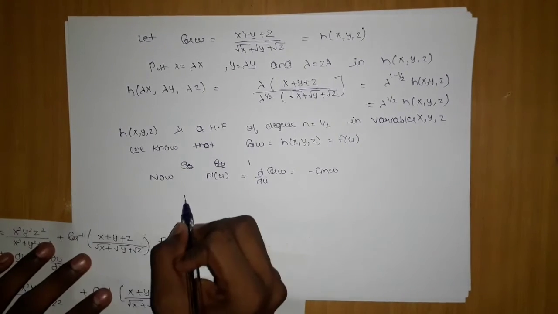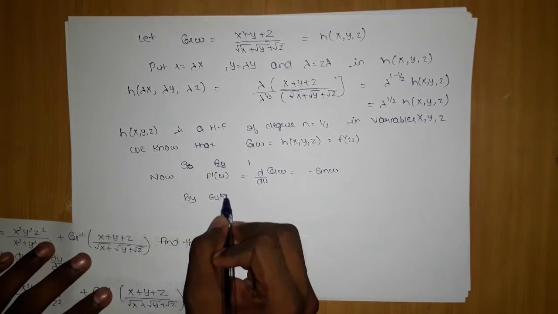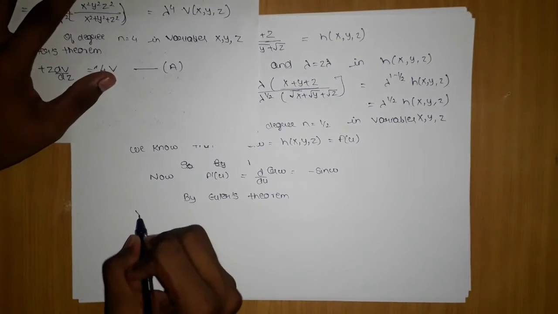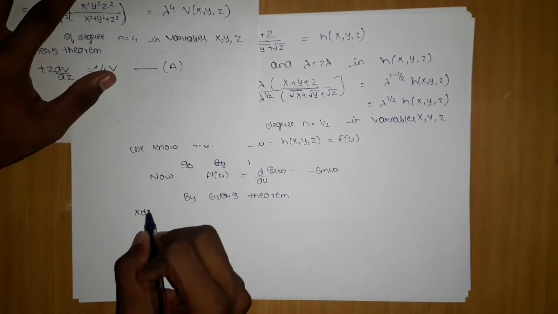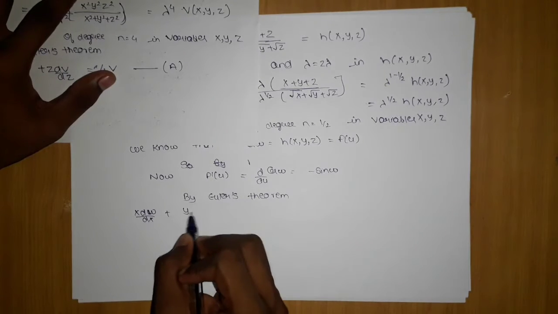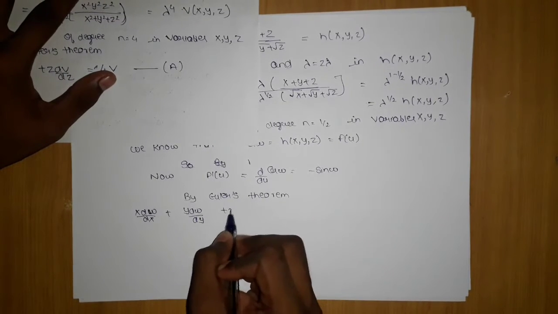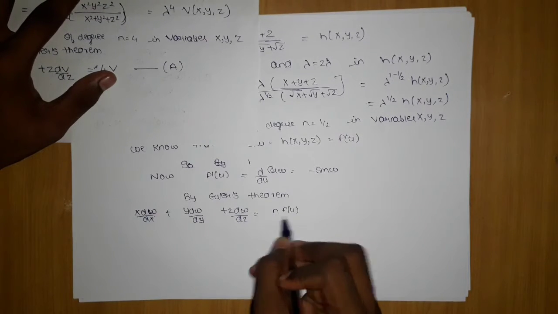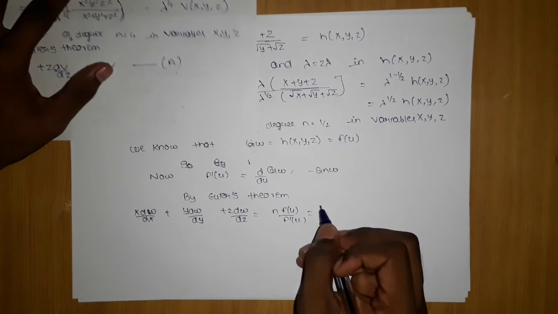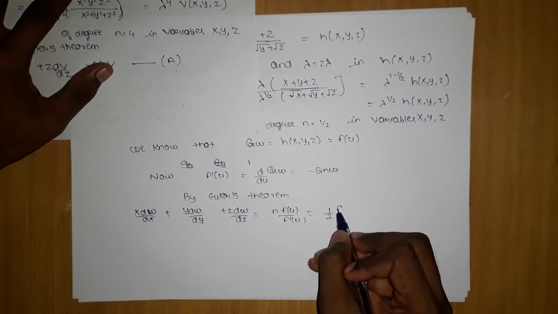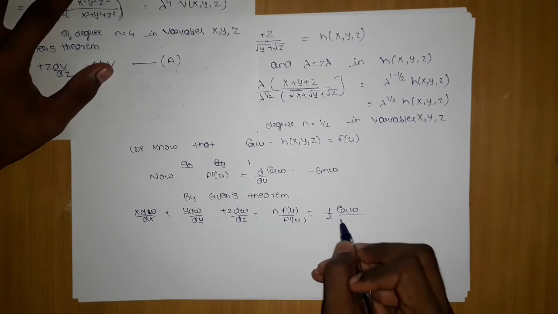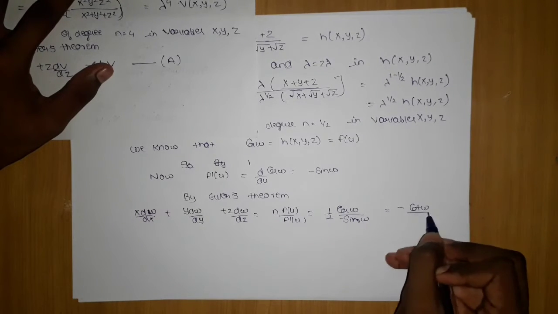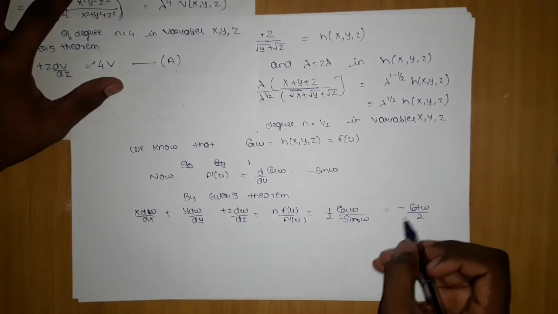Right? By Euler's theorem, what we have is that x ∂w/∂x + y ∂w/∂y + z ∂w/∂z is equal to n times f(u)/f'(u), which is nothing but, here n is 1/2, times cos w upon minus sin w, which will give you minus cot w by 2, which is our b.